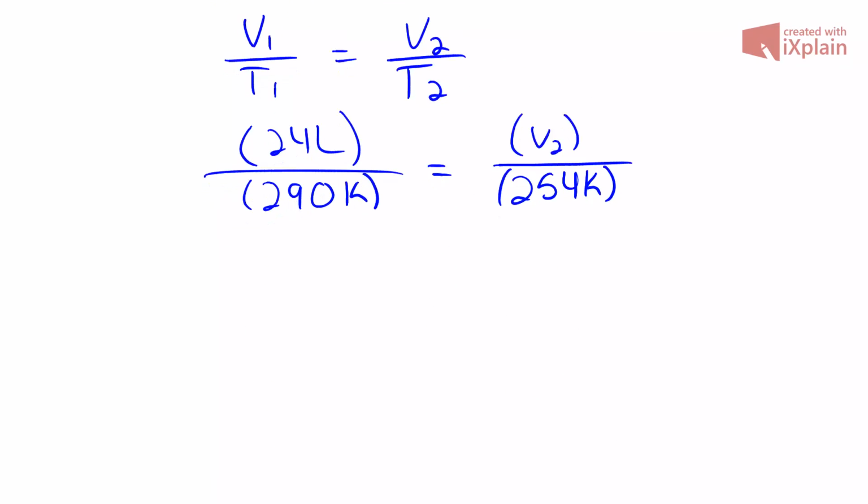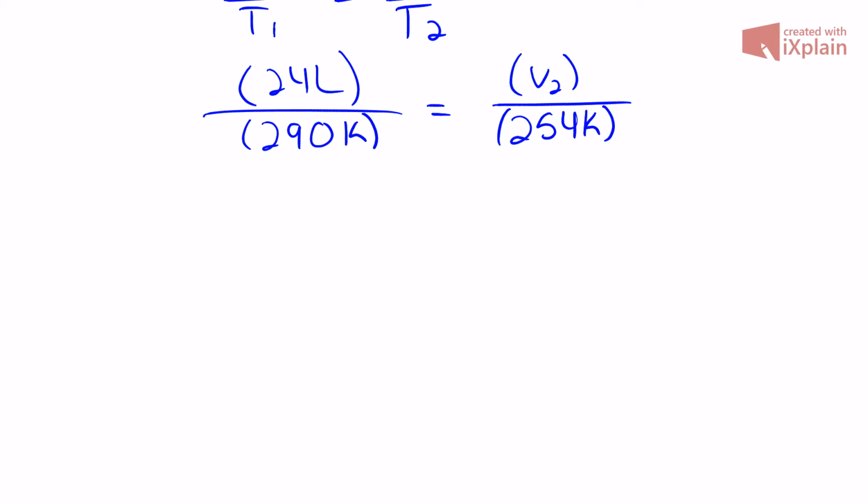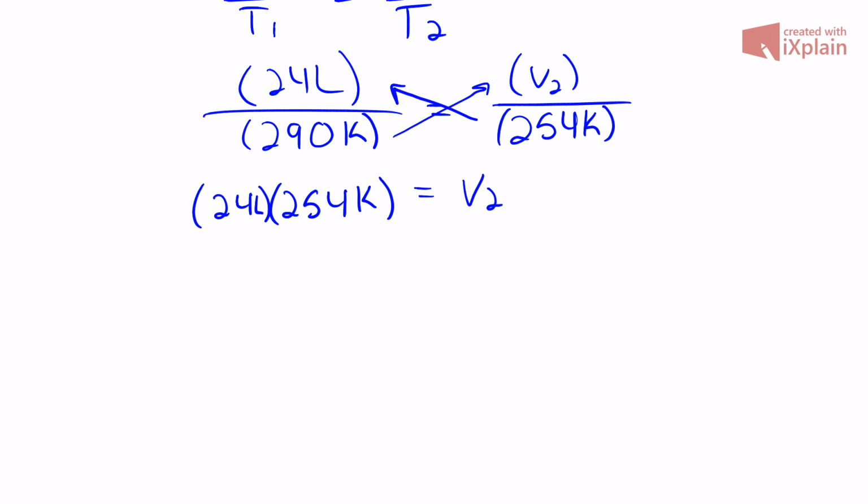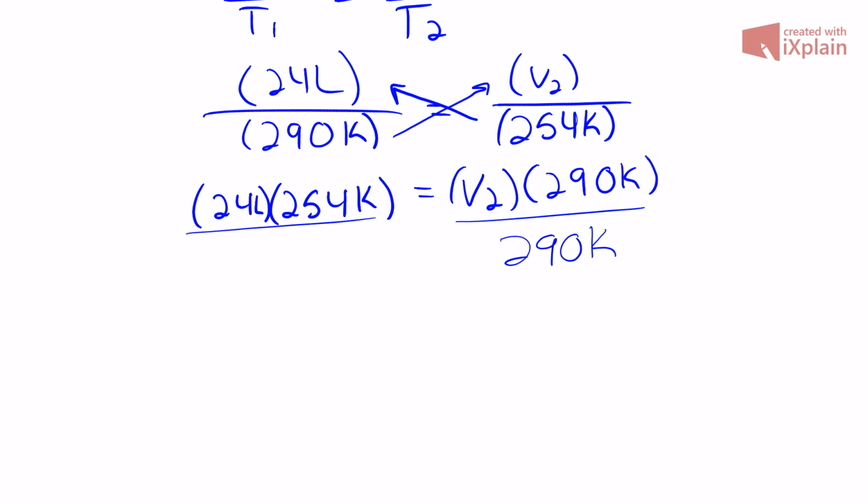I'm going to scroll down a little bit. From there, we're going to cross multiply. This is how I do it, at least. What I get is 24 liters multiplied by 254 Kelvin, and that's equal to volume 2 times 290 Kelvin. Now I'm going to divide by 290 Kelvin to isolate our final volume. I want to get that on its own. So divide by 290 Kelvin on both sides, and then we're just going to solve from there.